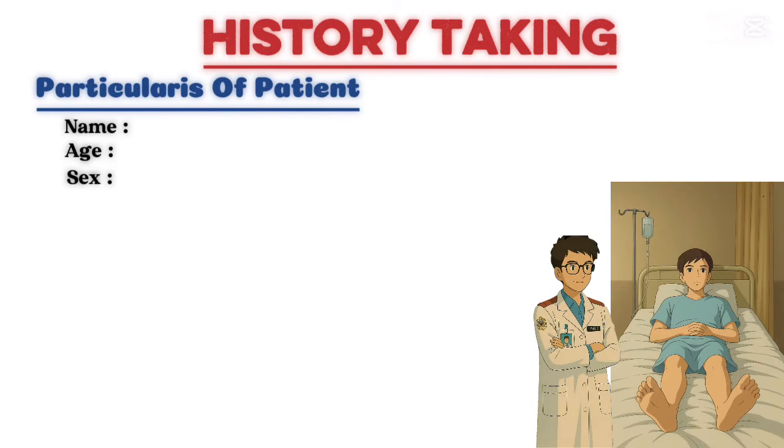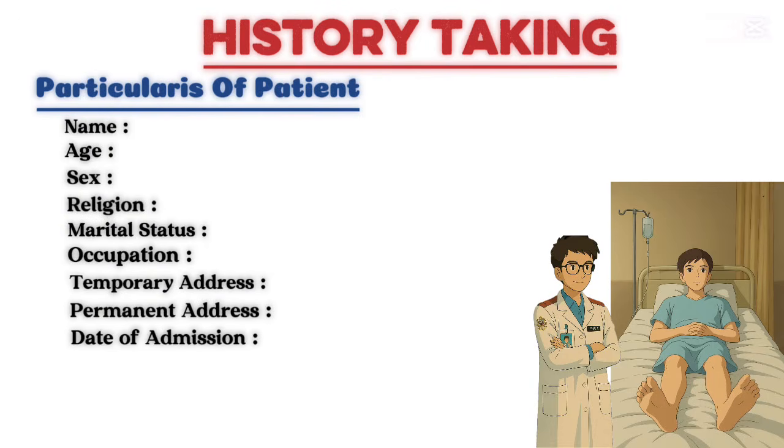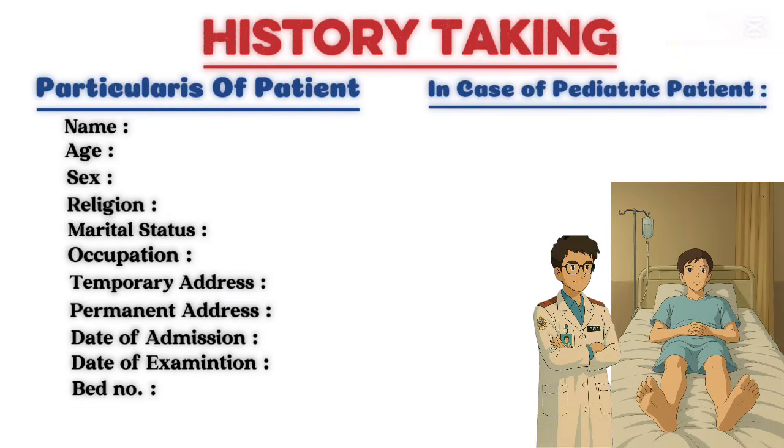patient. Here, we ask the patient their name, age, sex, religion, marital status, occupation, temporary address, permanent address, date of admission, date of examination, bed number, and if the patient is a pediatric patient, then we ask for their source of informant, means the one who is giving history on behalf of their patient or baby.